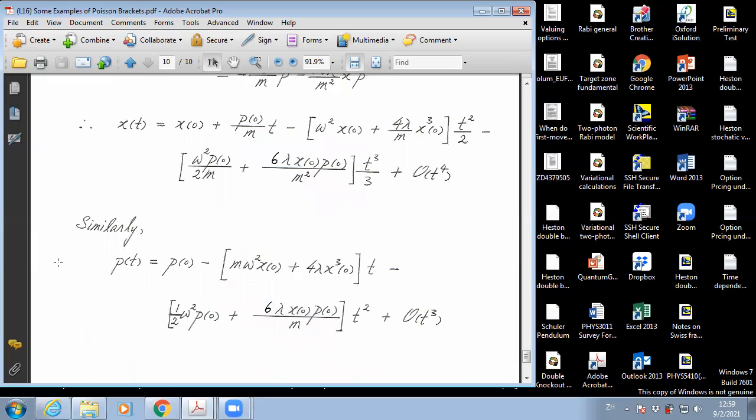Similarly, we can do the same thing for p(t). So we have a power series solution for x(t) and p(t) in this way. And all the arbitrary constants are well determined. Here we have x naught and p naught being incorporated into the solution right away. Okay, so you can see that knowing the Poisson brackets arithmetic enables us to obtain approximate solutions for some difficult problems in classical mechanics. All right.